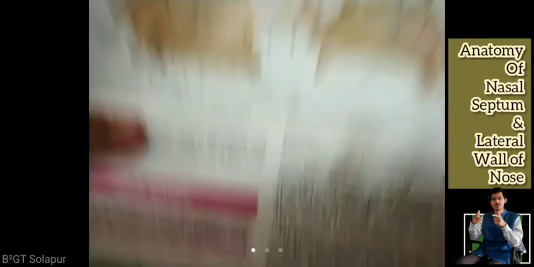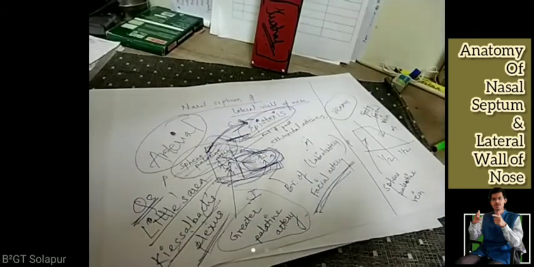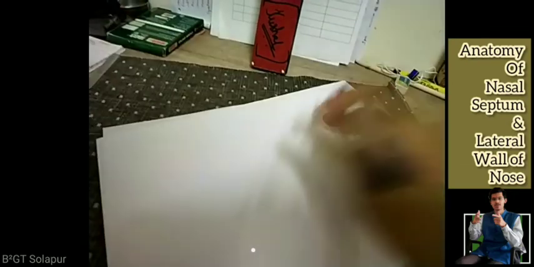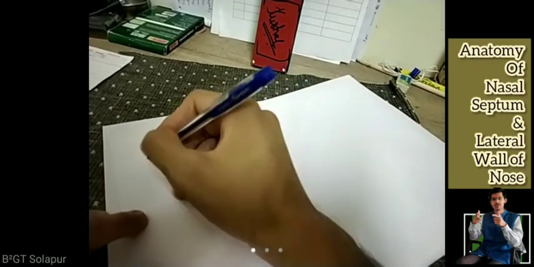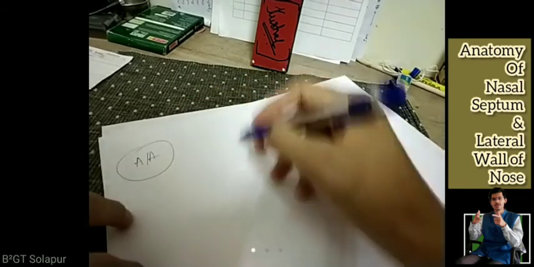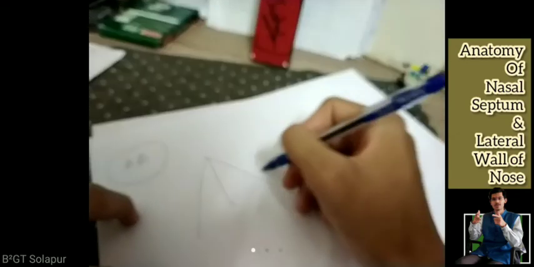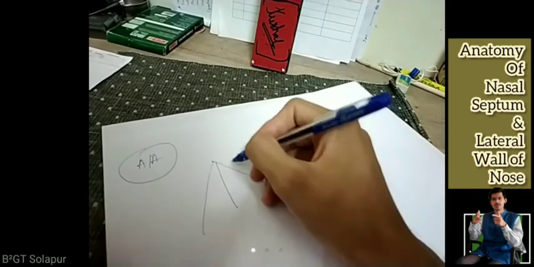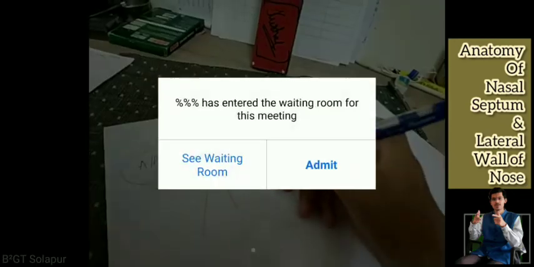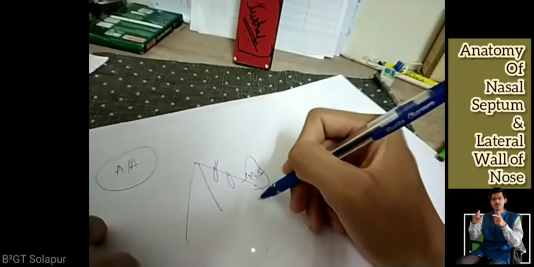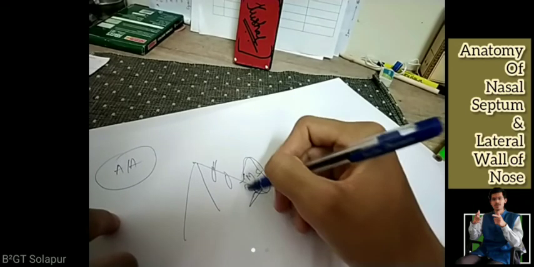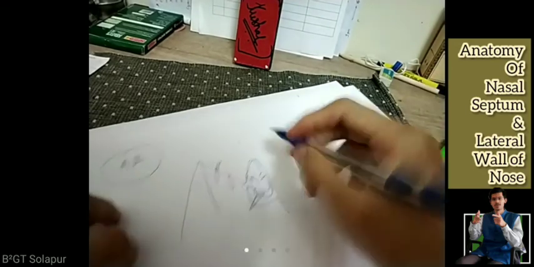Now we will see the applied anatomy of the nasal septum and lateral wall of nose. If you see the applied anatomy, it's very interesting. Just now you saw that if this is the nasal septum, here there are openings of the sinuses. You saw the maxillary sinus, here the ethmoidal, the superior concha, middle concha and this inferior concha here, right? The inferior nasal concha. I cannot draw the diagram, you can see it.